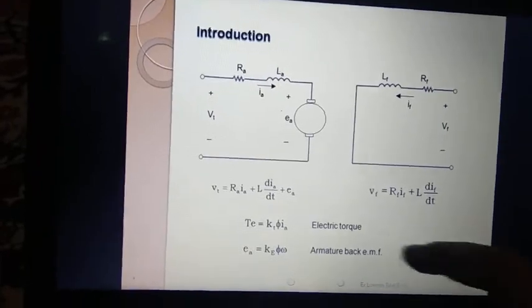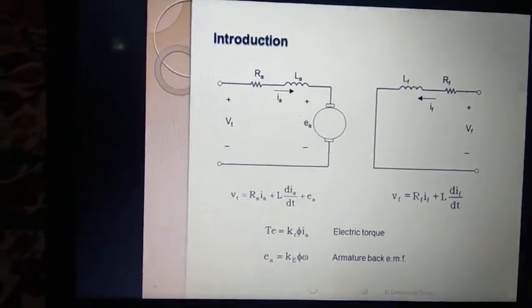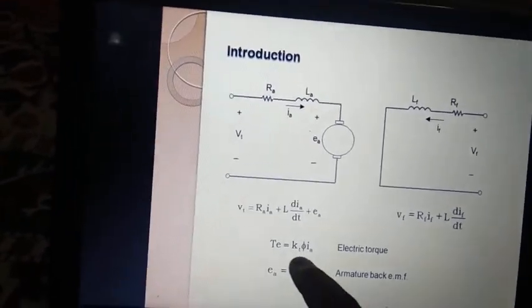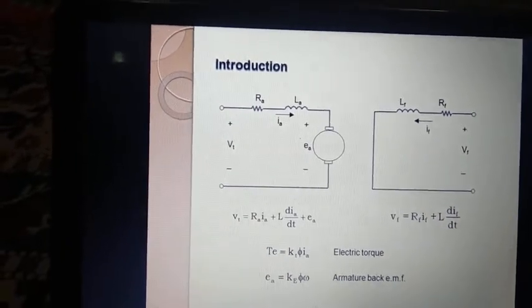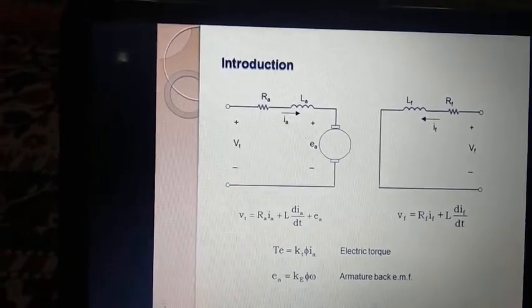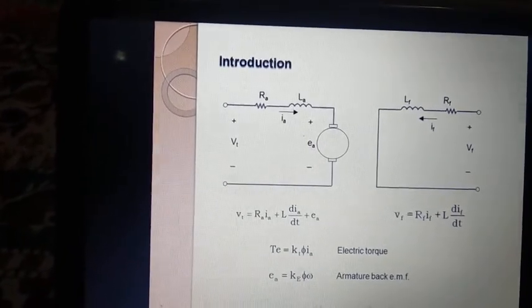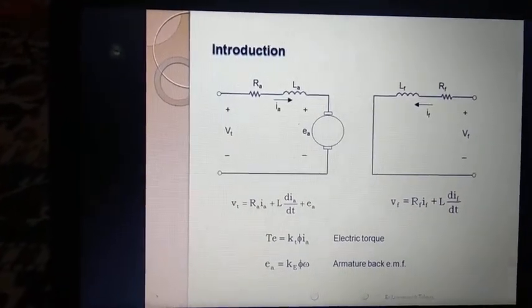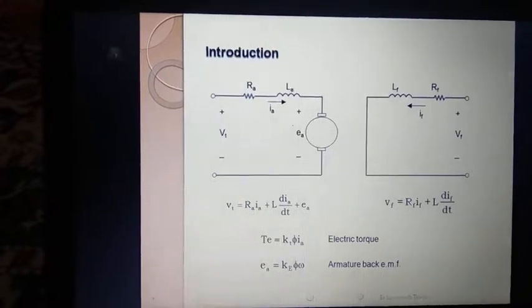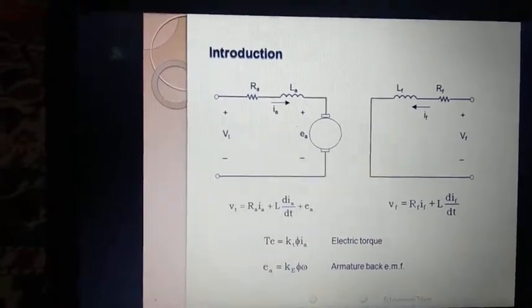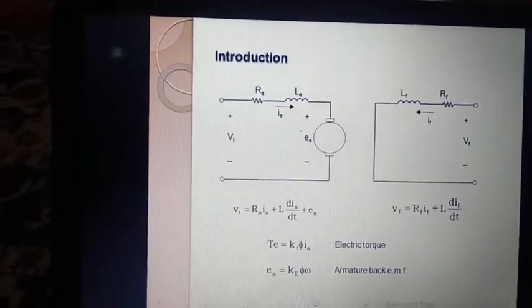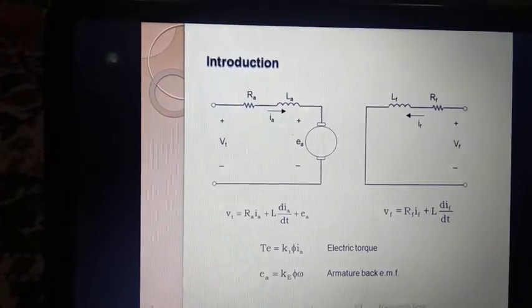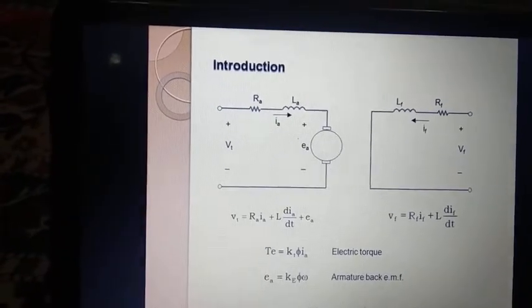Also, TE, the electric torque, is equal to KT phi IA, where KT is the constant of proportionality, phi is the flux, and IA is the armature current. Whereas the back EMF is equal to KE phi omega, where KE is again a constant of proportionality, phi is the flux, and omega is the speed in radians per second.